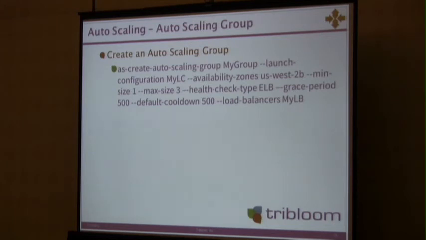Next, we need to create that auto-scaling group. We'll use the AS create auto-scaling group command, give it the group name, and the launch configuration that we just created. That'll be our template for starting everything up. Which availability zones? Again, an auto-scaling group can span availability zones, so in this case we'll use just a single availability zone. And then the size of the cluster you want to start, minimum and maximum size. For these purposes, I used 1 and 3.